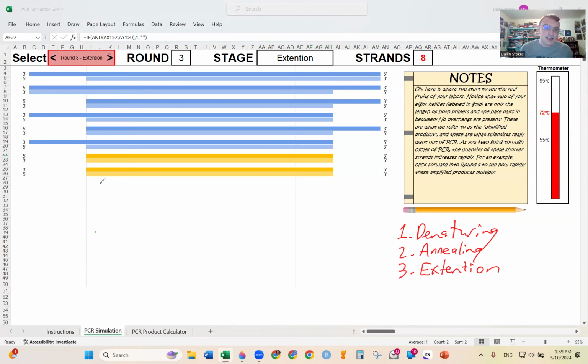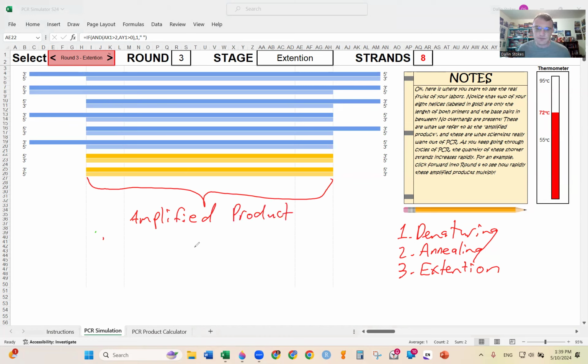This is what we call the amplified product, which is the other thing that we discussed in the title of my video here. This is called your amplified product. And it's always the length of the left primer plus the right primer plus everything in between.